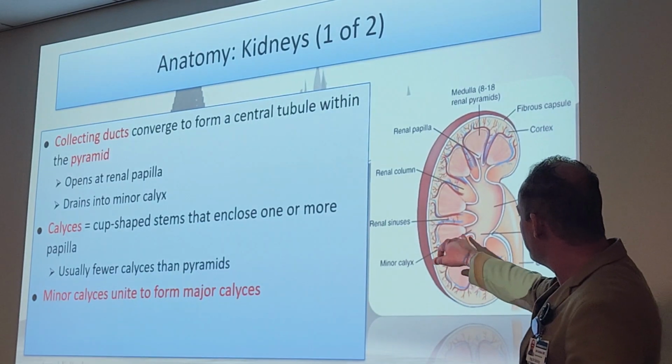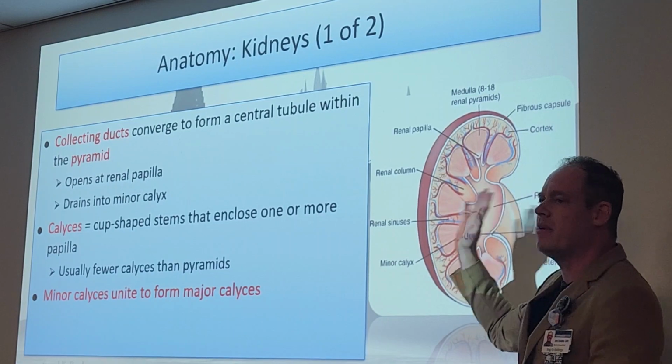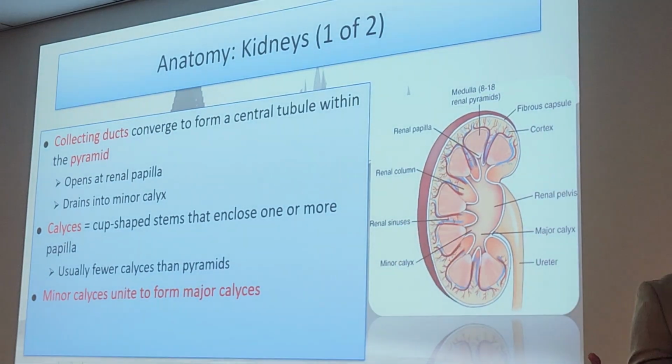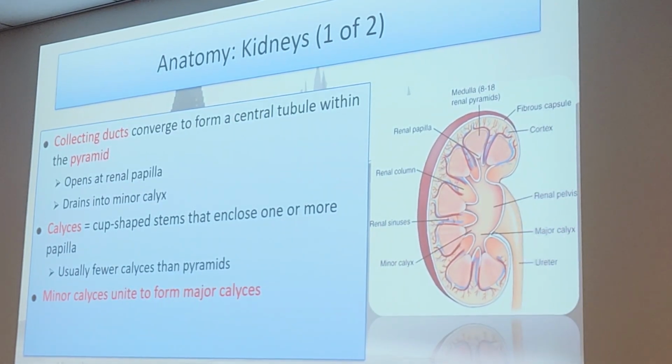The minor calyces are these little finger-like projections you see here. They're going to converge into a larger opening that we call the major calyx. And we're going to see that really well on our x-rays in a little bit when we introduce contrast in the kidney. Those major and minor calyces are really going to pop on those fluoro exams.